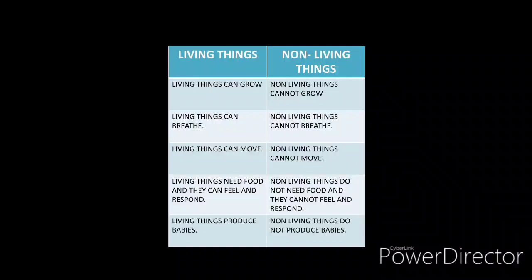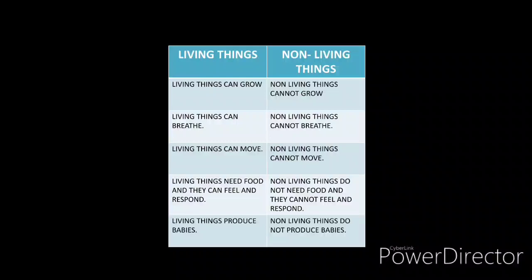Have you seen a fan breathing? Does a fan have a nose to breathe? No, na? That means non-living things cannot breathe. Living things can move. We move from our house to our school. But have you seen a chair moving from a house to a school? No, that means non-living things cannot move.